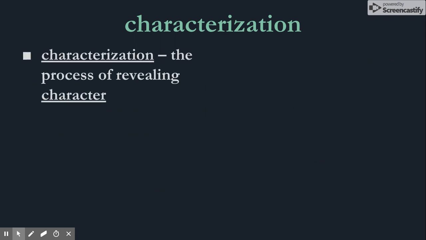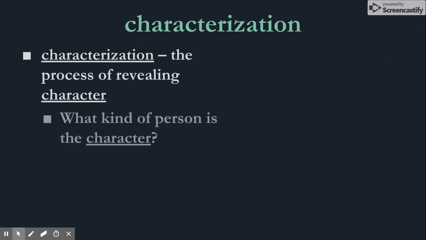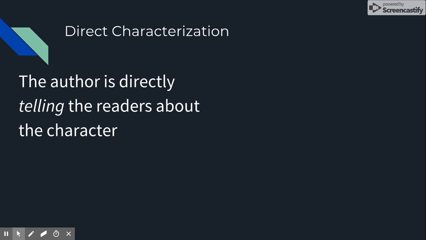Characterization is the process of revealing the character. What kind of person is the character? How do we know? Direct characterization is when the author is directly telling the readers about the character. The author might say something like, he was tall, he was funny, and he wasn't very good at sports, something like that.